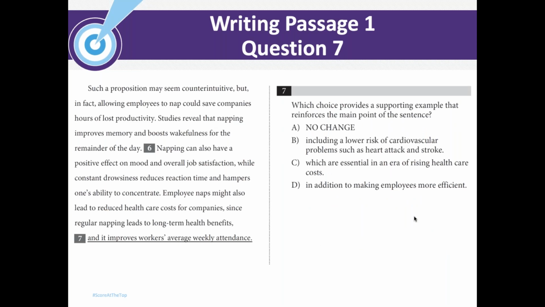Number 7, which choice provides a supporting example that reinforces the main point of the sentence? So I'll look back, so I see the portion of the sentence that's underlined, but I'll read a little bit before, kind of like what I did on my reading test as well too. And I'm looking at, oh, regular napping leads to long-term health benefits. So the detail that I think will be best supporting the long-term health benefits will be answer choice B, a lower risk of cardiovascular problems such as heart attack and stroke.